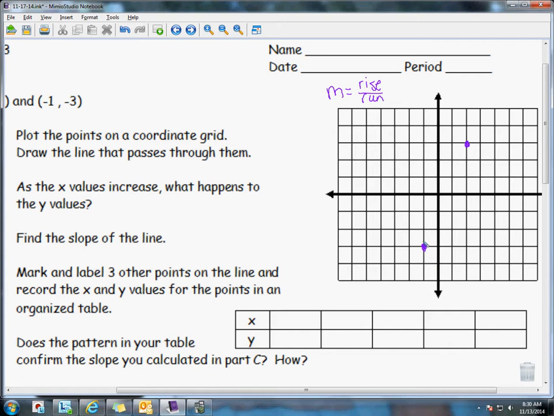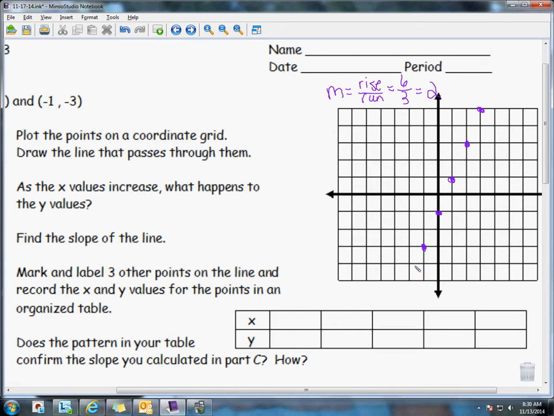So I'm going to count how many I go up. So I go 1, 2, 3, 4, 5, 6. And my run is 1, 2, 3. 6 divided by 3 is 2. So what this means is I'm just going to go up 2 and over 1. Up 2 and over 1.